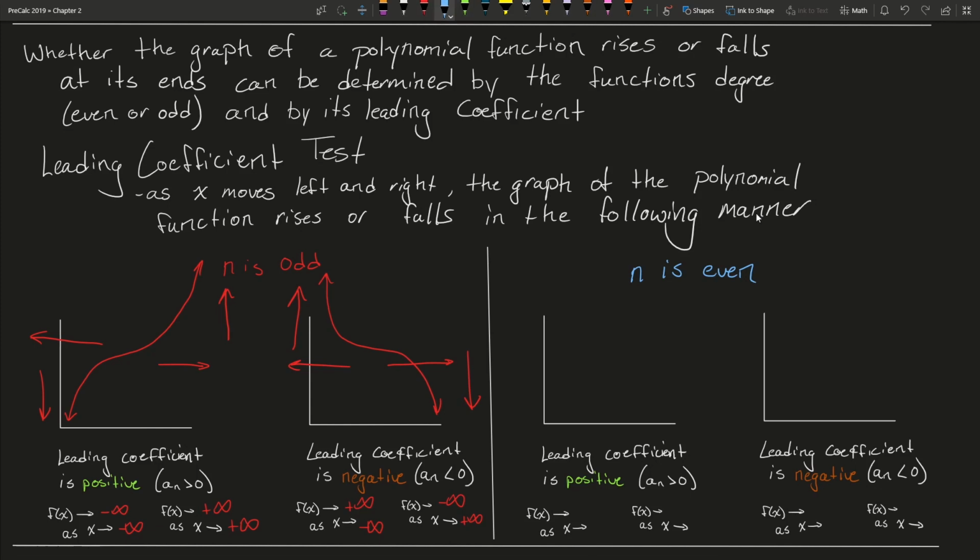And then our second option is when n, our degree, is even. So if we have a leading coefficient that's positive, again, we're going to have something that looks like our parent function x squared. As x moves left toward negative infinity, f of x is still going up toward positive infinity. As x moves right toward positive infinity, f of x is still going up toward positive infinity.